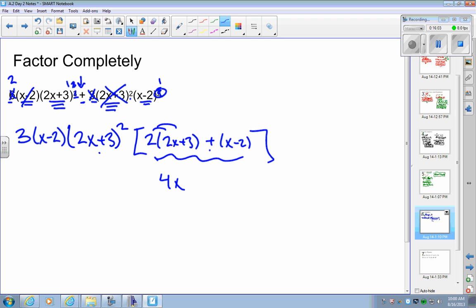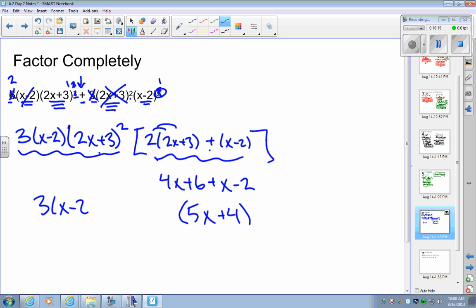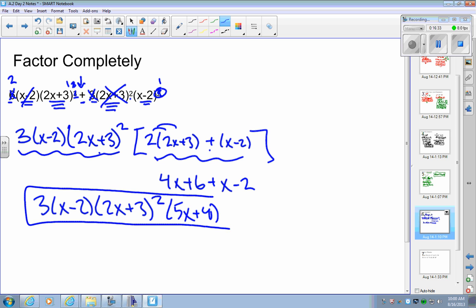Take care of this thing right here. So distribute this. You can just drop your parentheses here, collect your like terms, and you get a 5x plus 4. Copy all of this stuff down, and you'll have it. So 3 and x minus 2, a 2x plus 3 quantity squared. We'll scoot this 5x plus 4 over. And this big complicated expression just simplified down to this.